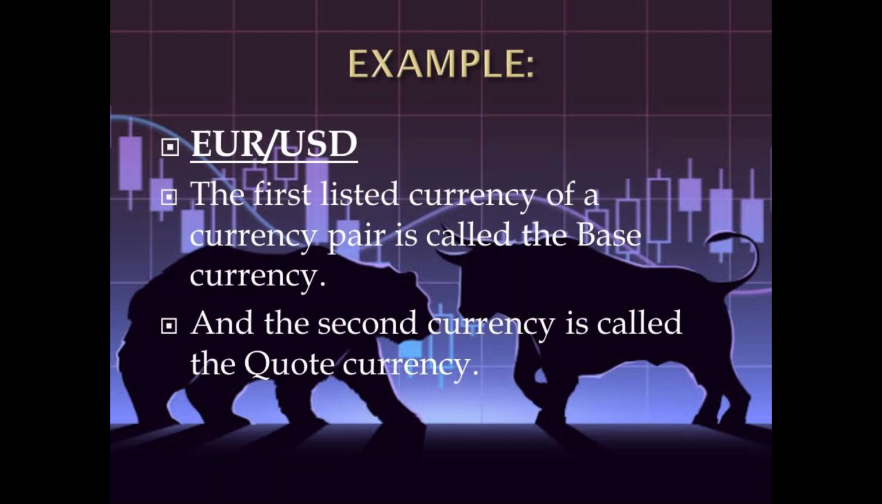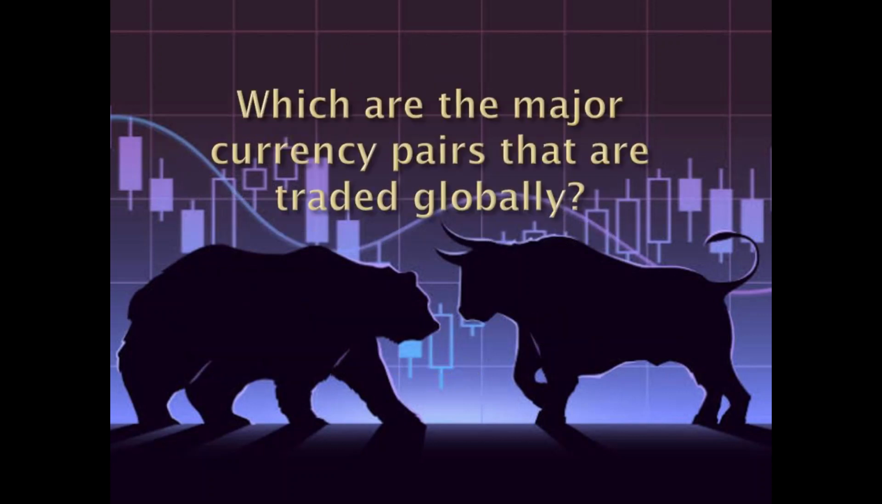In our example today, we have the EUR/USD. The euro in this case is the base currency. The first listed currency of a currency pair is called the base currency, and the second currency is called the quote currency. In our case, the quote currency is the USD.